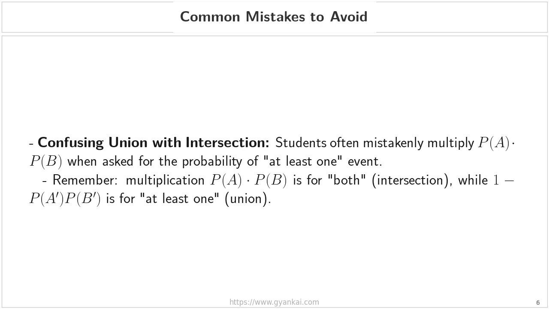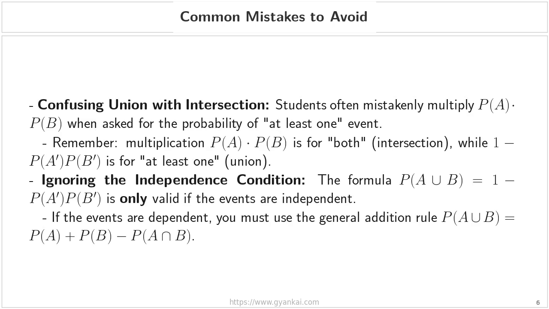Please remember the distinction. Multiplying the probability of A and the probability of B gives you the intersection, which represents the probability of both events happening. However, if you want the union, the probability of at least one, you must use the formula 1 minus the probability of A complement times the probability of B complement.